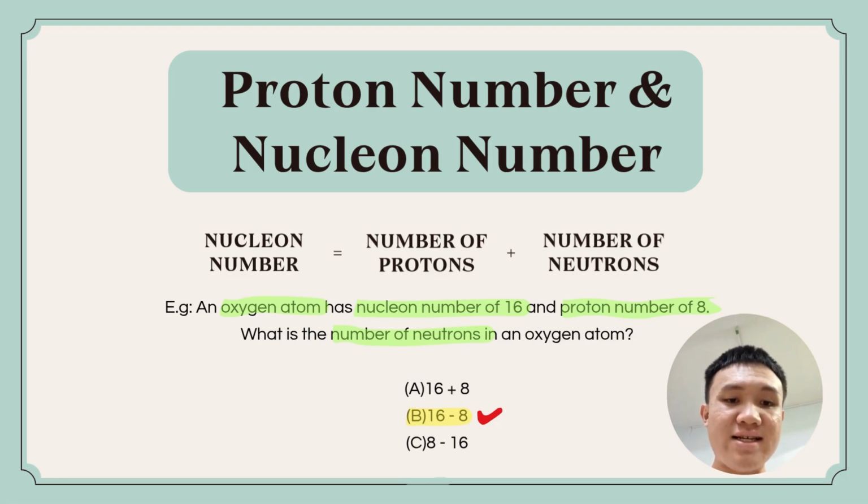Okay, so the answer is B, as I have shown and written here. B, 16 minus 8. 16 is the nucleon number and 8 is the proton number. In the formula, you can freely rearrange to calculate either the number of protons or the number of neutrons. So for this question, we want to know the number of neutrons. So we need to use the nucleon number minus the proton number, so you will be able to get the number of neutrons.